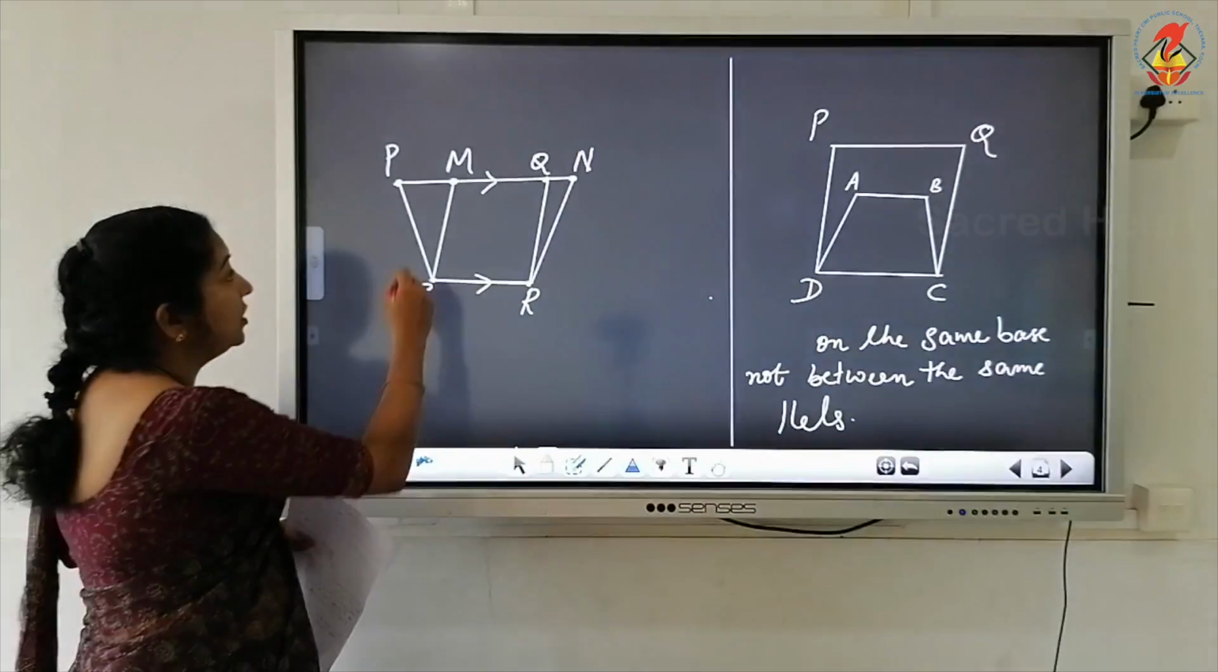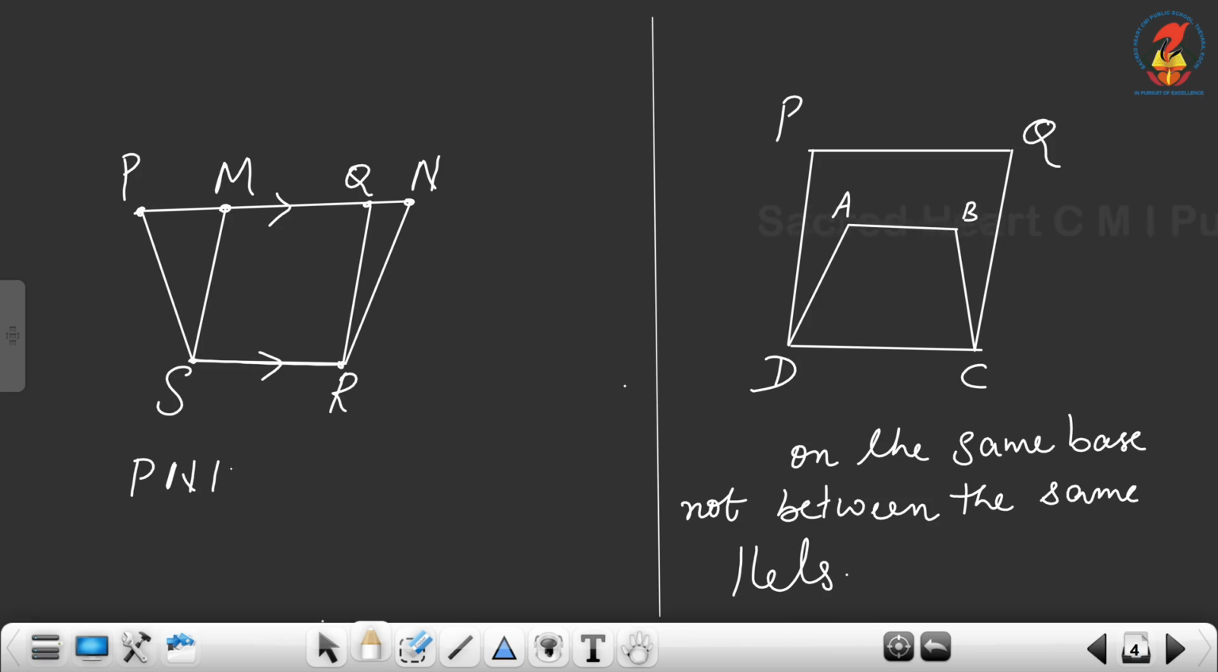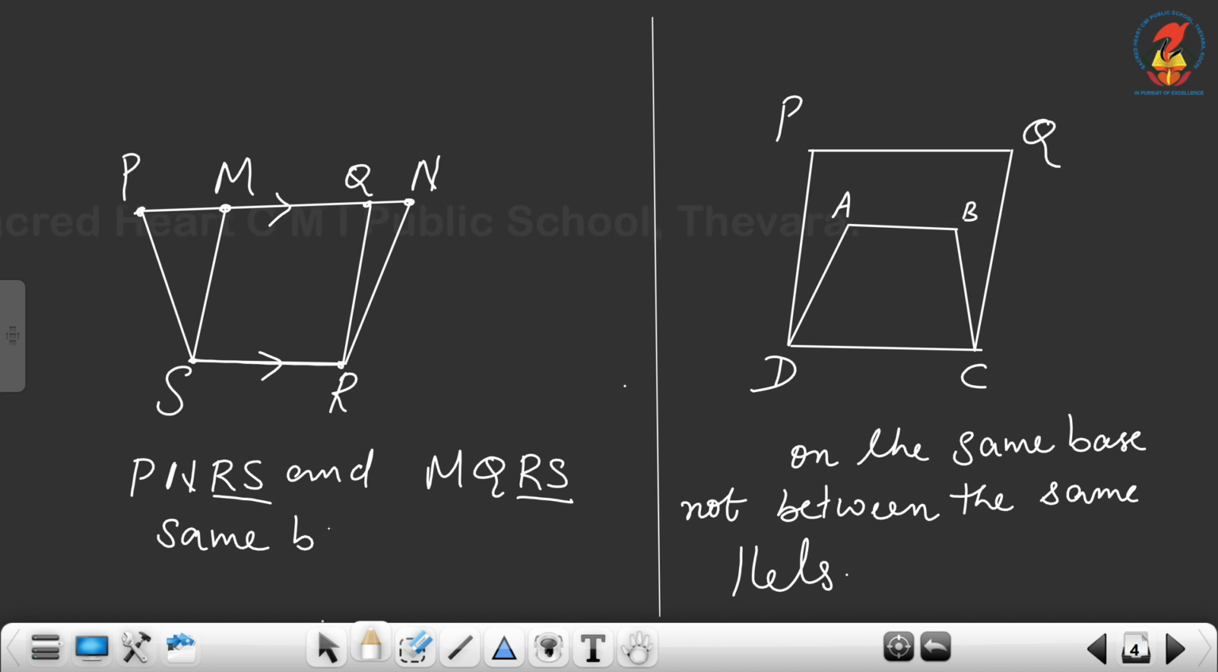So, what we can say is PNRS and MQRS are on the same base SR, and between the parallels SR and PN.